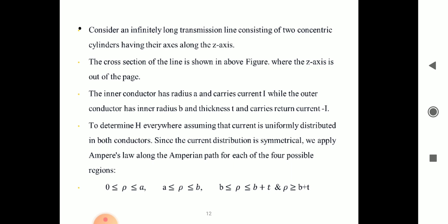That is one assumption. Since the current distribution is symmetrical, we apply Ampere's law along the Amperean path for each of the four possible regions. What are the four possible regions? Rho lies between 0 to a, that is inner, or rho from a to b, or rho from b to b plus t, and greater than b plus t. We have to consider it like that.